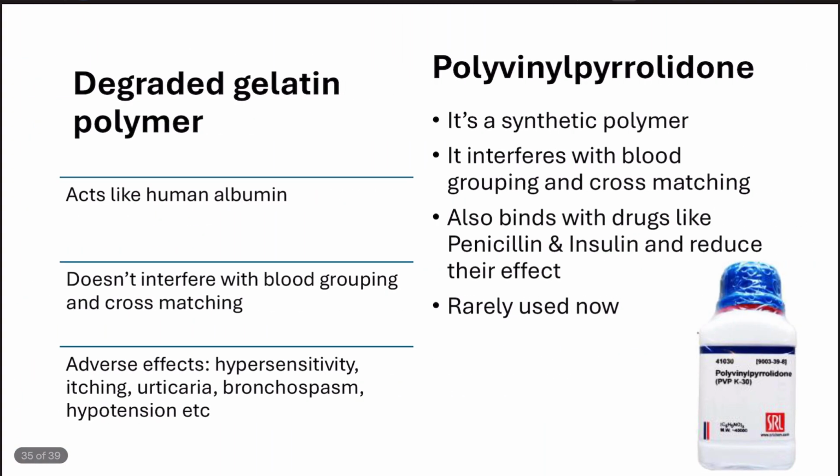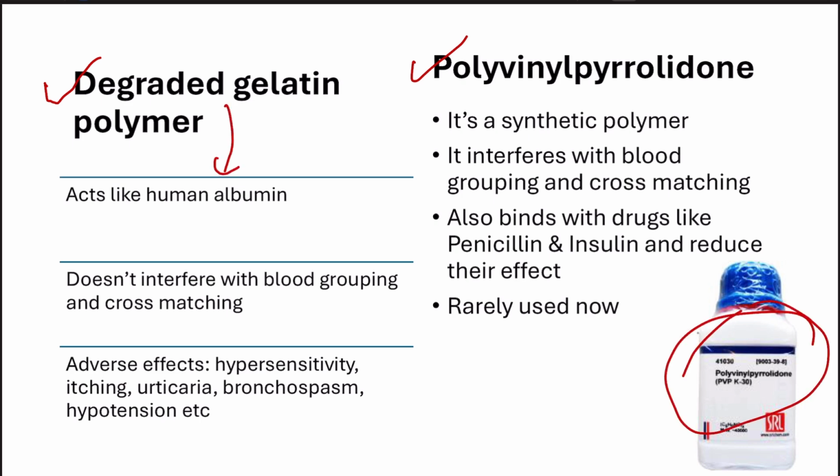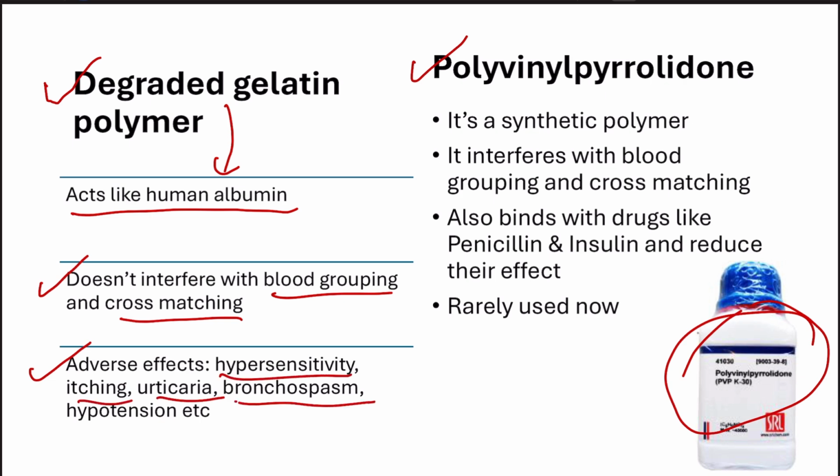Now finally coming to the last two varieties under the colloids, we have the degraded gelatin polymer and then we have the polyvinyl pyrrolidone. So this is the image of polyvinyl pyrrolidone. Degraded gelatin polymer also acts just like human albumin, so it is going to exert the oncotic effect. It doesn't interfere with the blood grouping and cross matching. The adverse effects include hypersensitivity reaction, then bronchospasm, itching, urticaria, and hypotension. Very much similar to what we have discussed earlier.